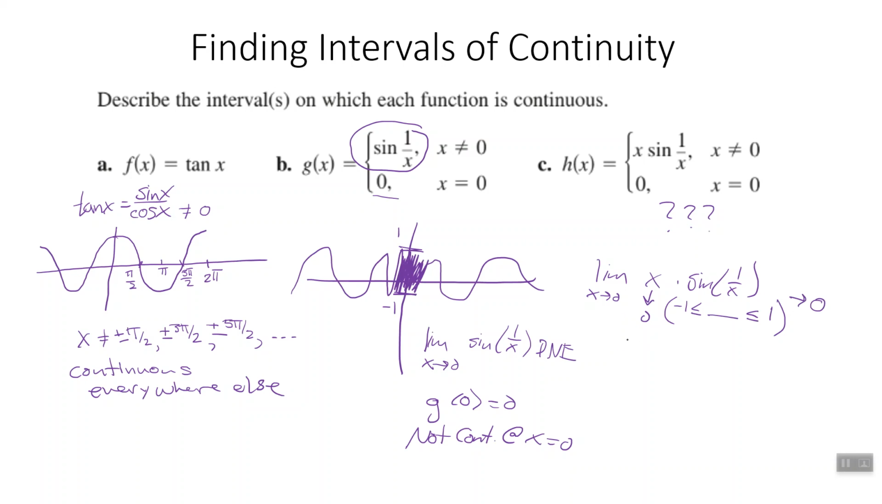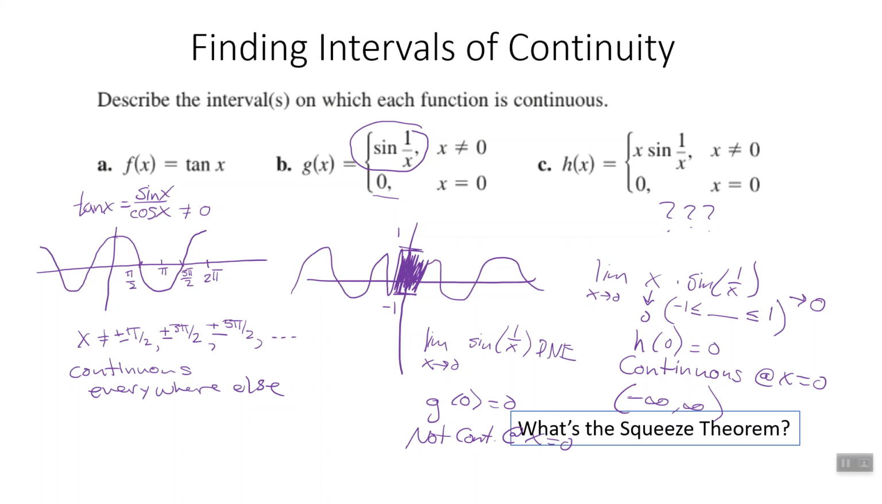And the function value is defined to be 0. So the limit is 0, the function value is 0. Those two are both the same, so this guy is continuous at x equals 0. It's actually going to be continuous everywhere, because that's the only spot where we had a problem, because we couldn't have 0 on the bottom of the fraction here. So we're continuous from negative infinity to infinity.